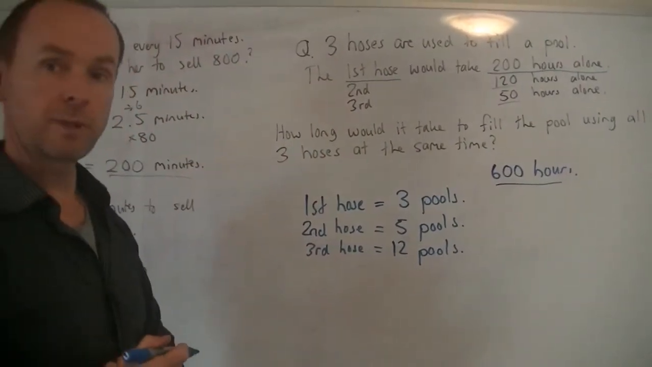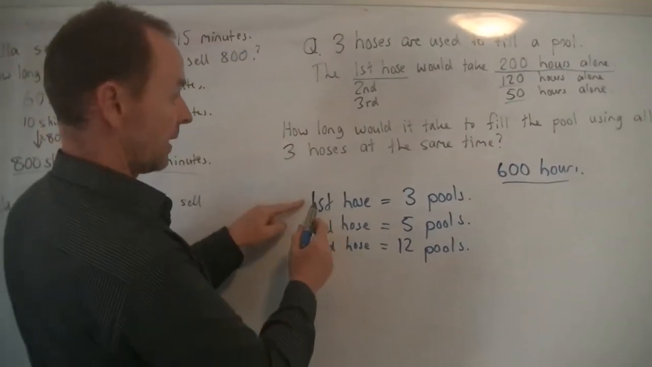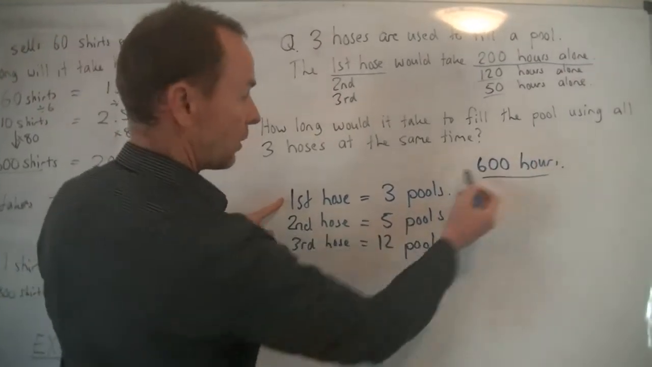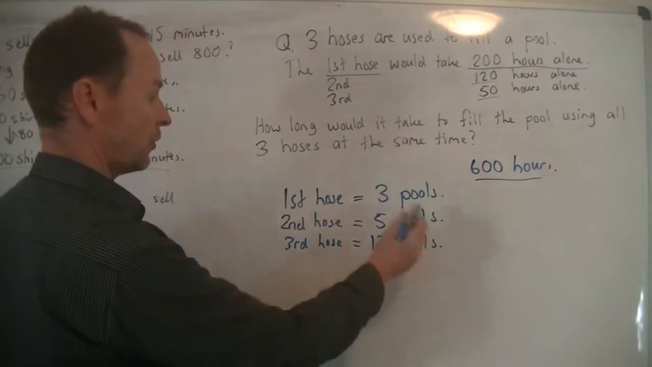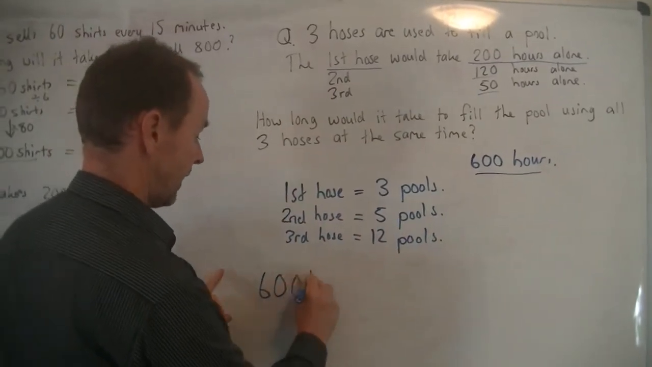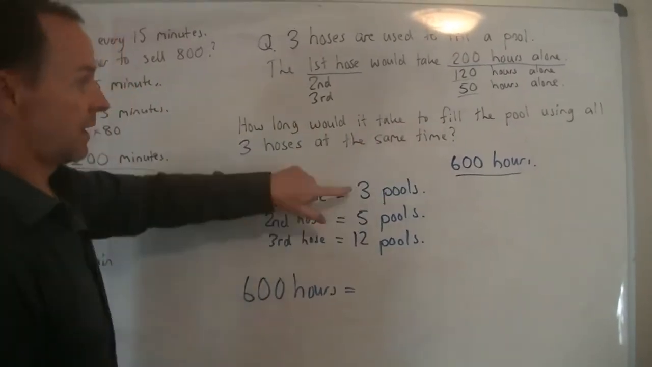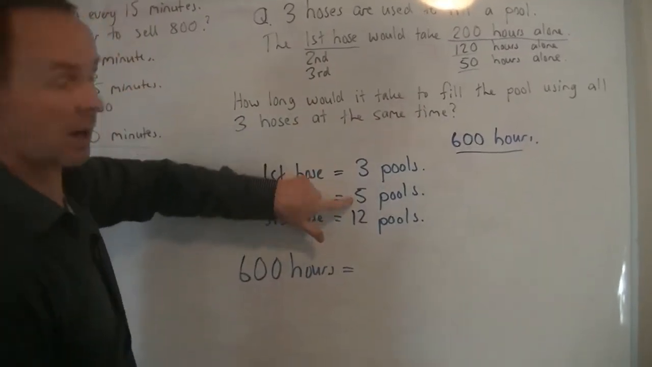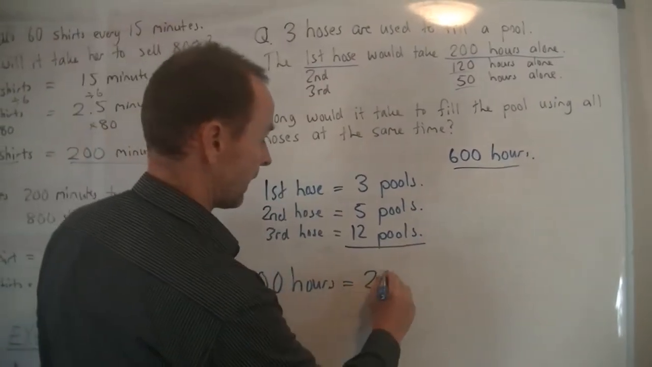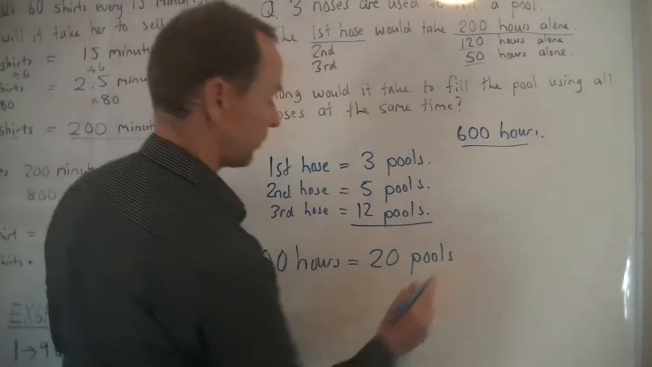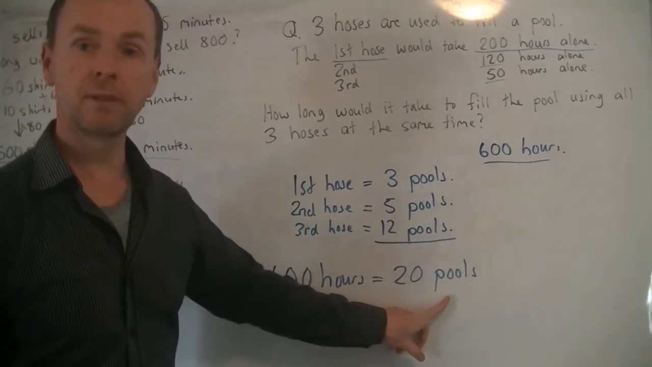Okay, so hopefully you're with me so far. Now, that's each one separately. Separately, in 600 hours, they would fill 3 pools, 5 pools and 12 pools. Now if we combine all of these hoses together for 600 hours, imagine they're all running together. This one would fill 3 pools, this one would fill 5, this one would fill 12. So all together, if you add these together, they would fill 20 pools. So in 600 hours, all 3 of them together would fill up 20 pools.